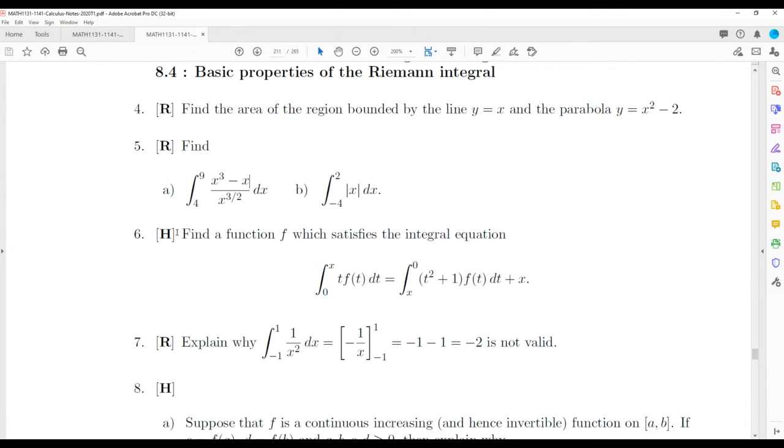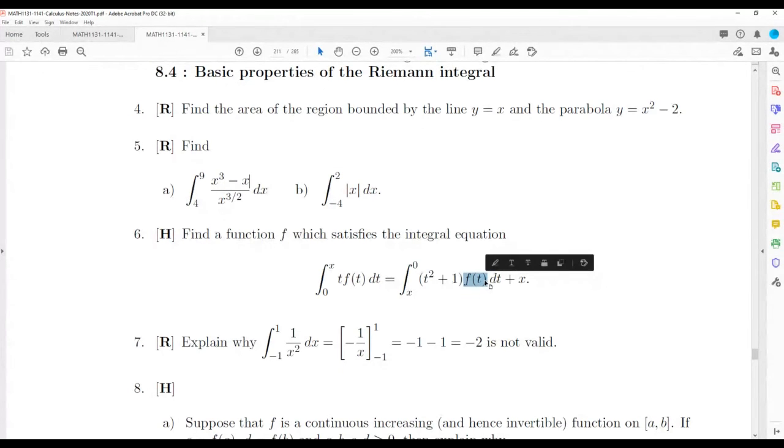All right. Find a function. So we're asked to find a function that satisfies the following integral equation. So this is a special kind of equation called an integral equation. It has an unknown function, f, inside it. And in this context, you want to find the function f that satisfies this equation. Now, I think what this question is designed to do is to get you applying the first fundamental theorem of calculus.